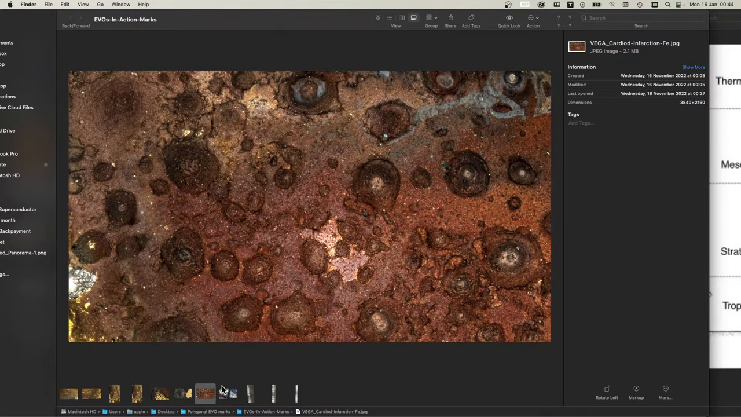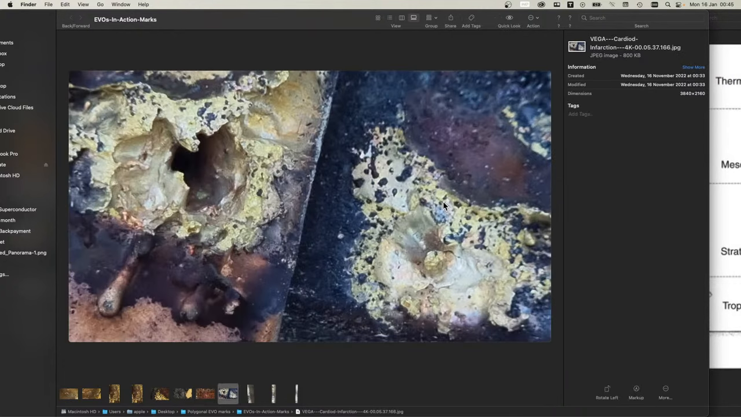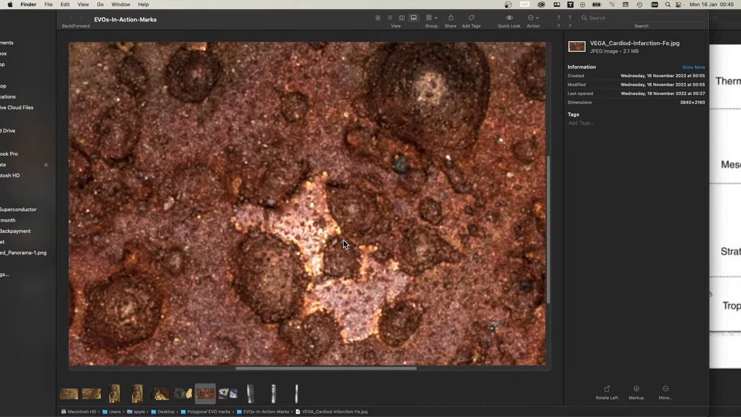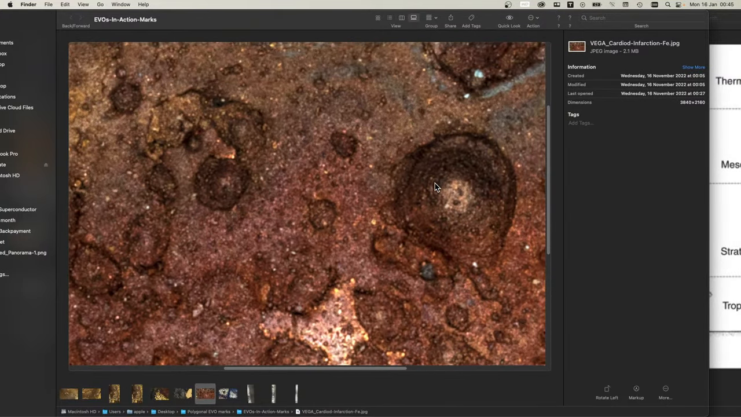And so this actually is in this area here. I'm looking at this area here. So you can see these various spots here in that area.